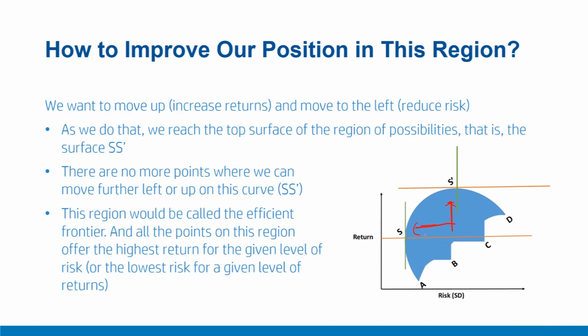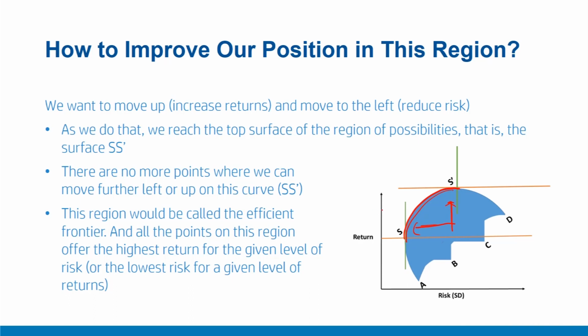As we do this, we reach the top surface of the region of possibilities, which is this surface, or we can say SS dash, on this region of feasibility. There are no more points where we can move further left or up on this curve. So this is the extreme available to us, the best possible combination. And that is why this region is called the efficient frontier. All the points on this region offer the highest return for a given level of risk, or lowest risk for a given level of return.